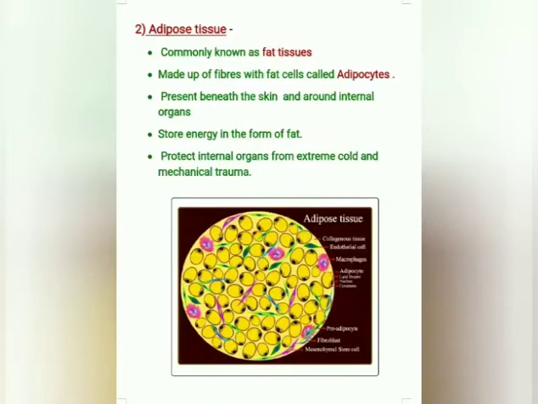Adipose tissues are specialized for the storage of fats. It is present beneath the skin and around the internal organs such as kidneys and heart. It acts as an energy source. Whenever our body needs energy, the fat stored in the adipose tissues gets converted into carbohydrates and releases energy. Adipose tissue also provides insulation to the body by forming a thick layer of fat beneath the skin, and it acts as a shock absorber for internal body organs.